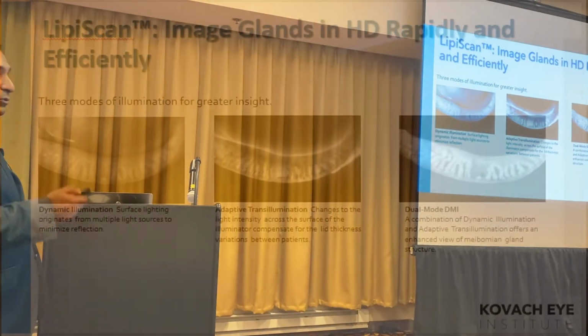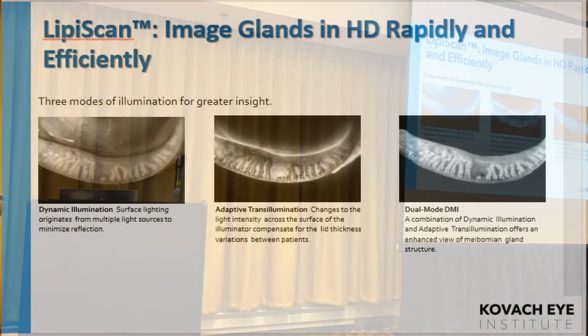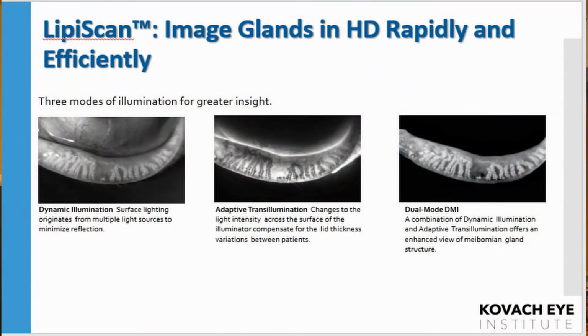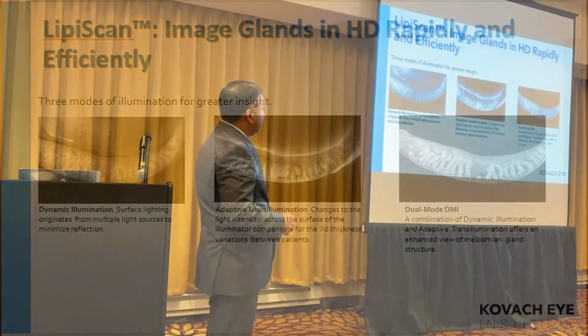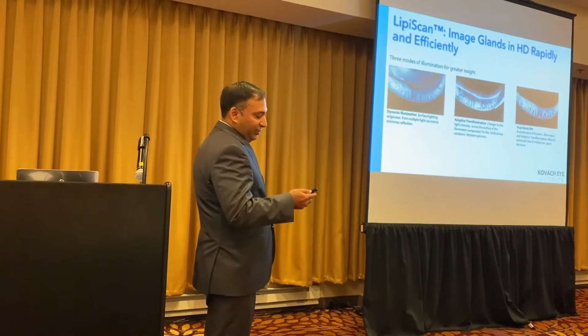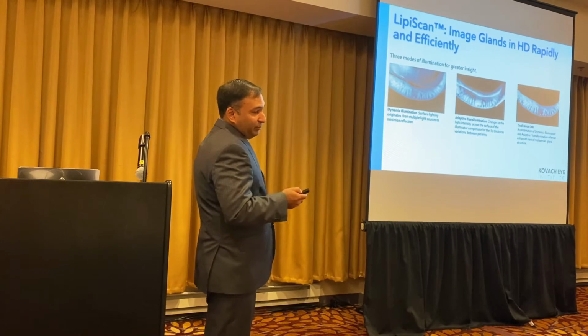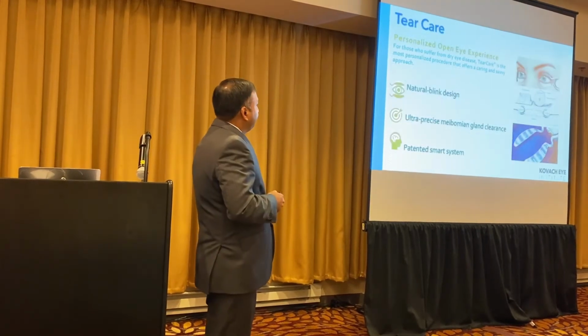LipiScan is one way in which to measure the glands, and the function of the glands is just checked by pushing on the glands in the office, and becoming familiar with that technique, knowing how to grade the function of your glands. Early on, you can see fairly healthy but smaller glands or dropout of glands, which can increase as the severity of dry eye, the severity of the meibomian gland dropout, increases over time.